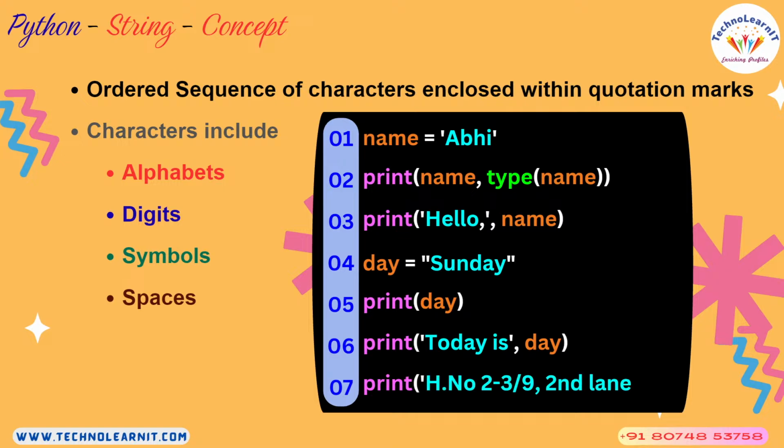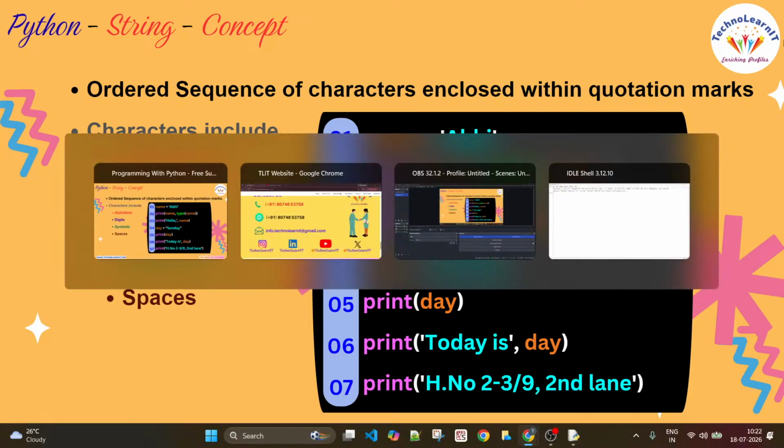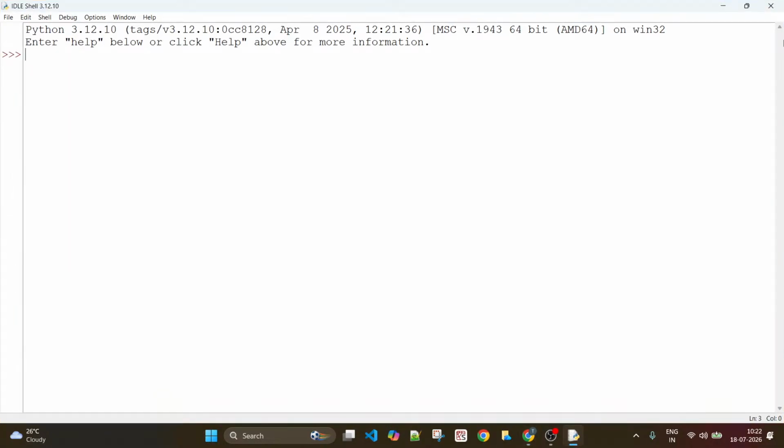right? And what are the other symbols that you can use? Since we can use symbols heavily in the strings, so H is an alphabet, dot is a symbol, then again alphabets, space is a space again, 2 is a digit but considered as a string because it is enclosed within single quotes. Hyphen or minus is a symbol, slash is a symbol, comma is a symbol. Like this, you can use symbols in your strings.